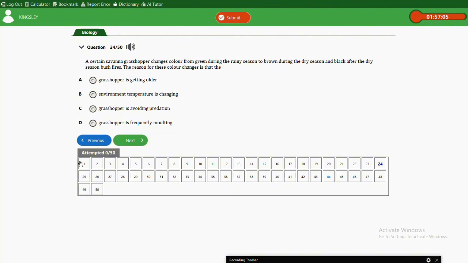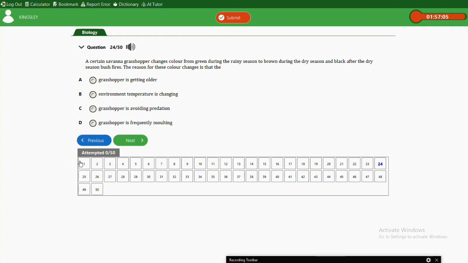So the correct answer to this question is option C, which is grasshopper is avoiding predation. So as it changes from the green color to the brown and then to black color, it is using these changes to avoid predation. So that's the correct answer to this question. So let's look at the next question.